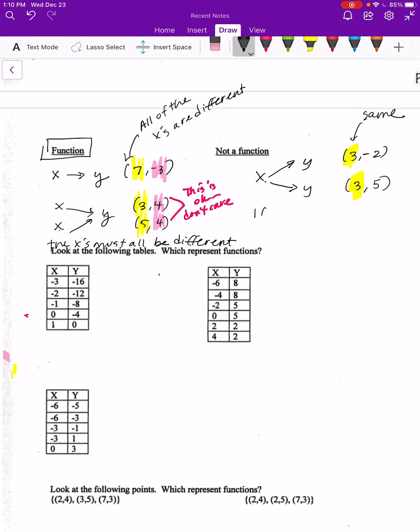So if the x's are the same or they repeat, it is not a function.